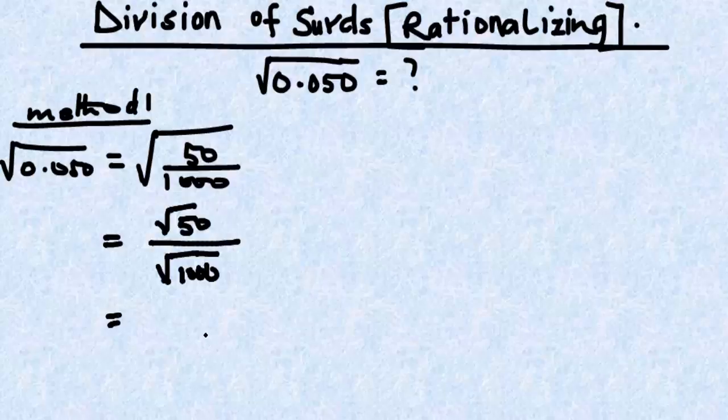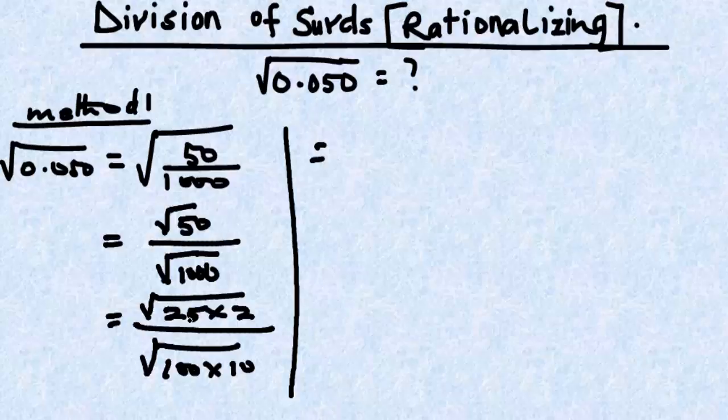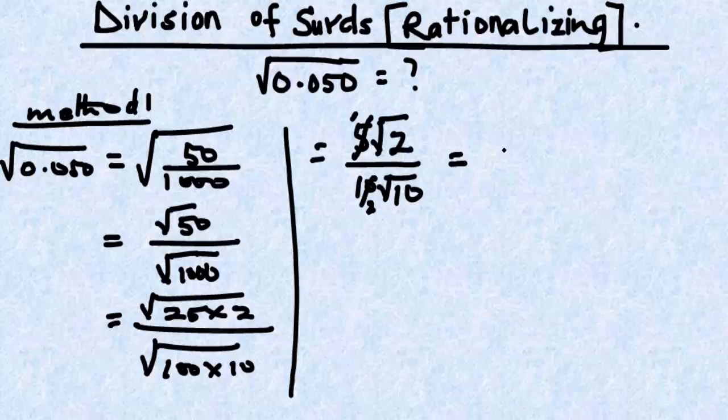Okay, so here we go. Root of 50 can be simplified as root of 25 times 2. And root of 1000 can be simplified as root of 100 times 10. Okay, so root of 25 will give us 5 root 2 on the root of 100 will give us 10 root 10. So now 5 can cancel out here, so we cancel out 1 and get 2. So here we go, we have root 2 on 2 root 10.